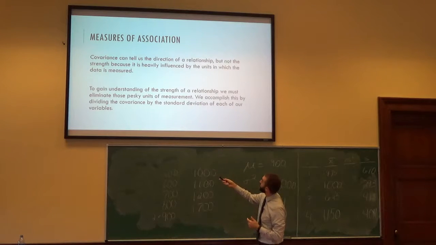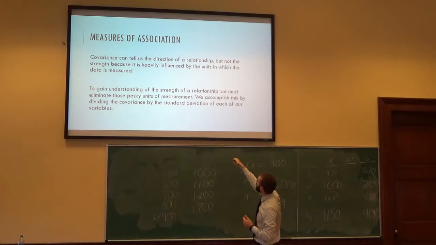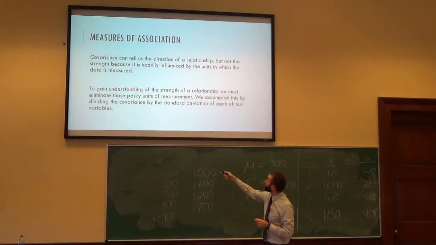Let's look at this next one. Covariance can tell us the direction of a relationship, but not the strength, because it is heavily influenced by the units in which the data is measured. To gain an understanding of the strength of a relationship, we must eliminate those pesky units of measurement. We accomplish this by dividing the covariance by the standard deviation.